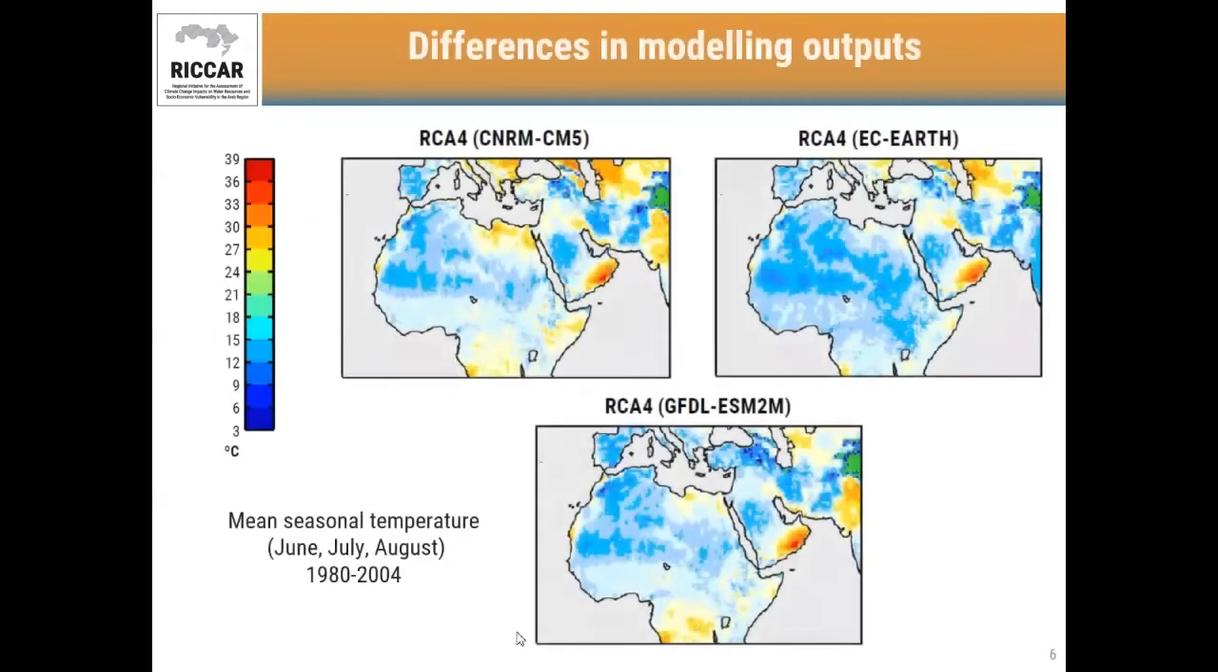So if we look at the differences in model outputs, here are differences in mean seasonal temperature for June, July, and August over an observed period from 1980 to 2004. You can see some differences in these 3 maps. For example, if we look at Northern Africa, in the CNRM model it's a little bit warmer compared to EC-Earth, which is a little cooler. And it's somewhere in the middle for the GFDL-ESM2M model. Similarly, if we look at sub-Saharan Africa, it's really warm in GFDL-ESM, relatively cooler in EC-Earth, and somewhere in the middle for CNRM-CM5.